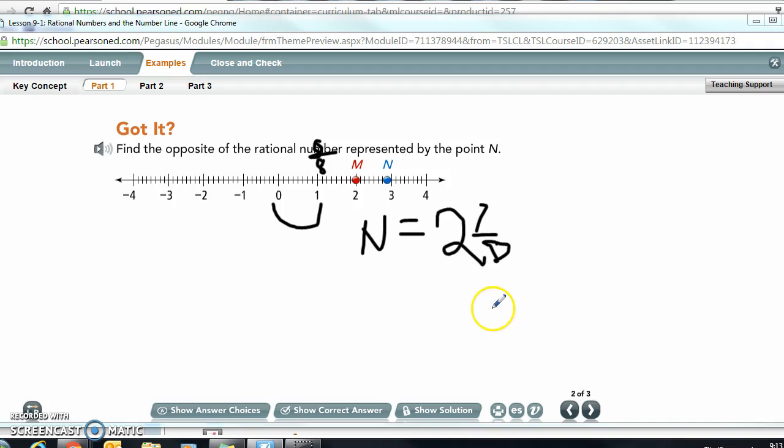And the opposite of 2 and 7/8 will be all the way over here at negative 2 and 7/8. Go ahead and put that in your notes.